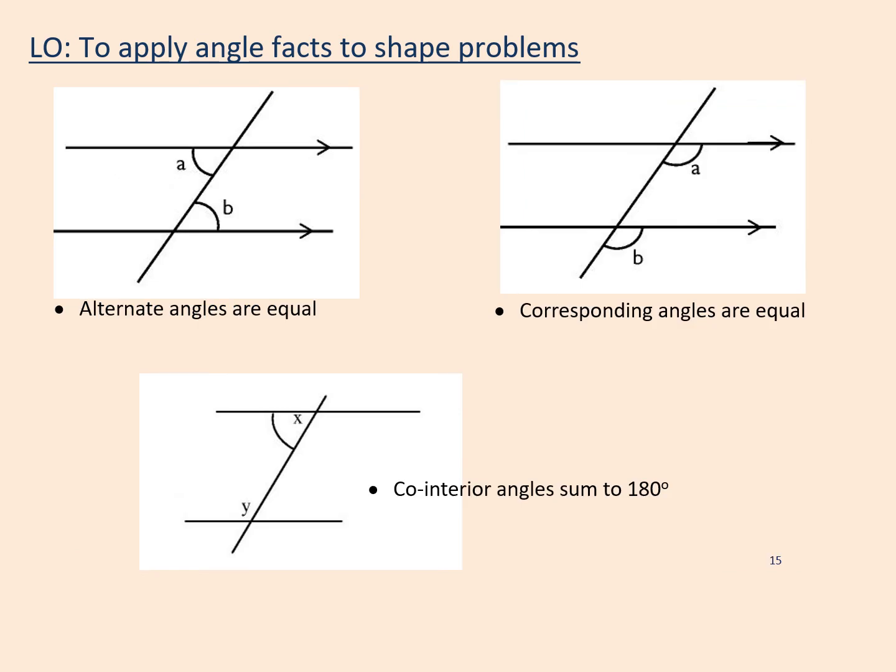Ones that you may not have seen before. These are alternate angles. Now, alternate angles, you can find them. I always start looking for the Z shape. You can't say Z shape on the exam paper. You've got to say alternate angles are equal. So if this angle here is 5, this angle here has to be 5.